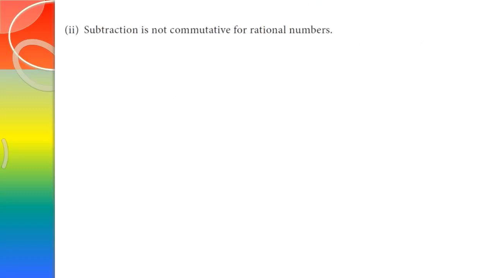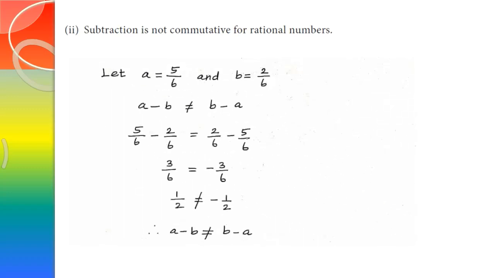Subtraction is not commutative for rational numbers. Verify. Let A be 5 by 6 and B be 2 by 6. The commutative property is A minus B is not equal to B minus A. That is the commutative property. Verify the property. 5 by 6 minus 2 by 6. Next step, 2 by 6 minus 5 by 6. In this question, left side 3 by 6, right side minus 3 by 6.